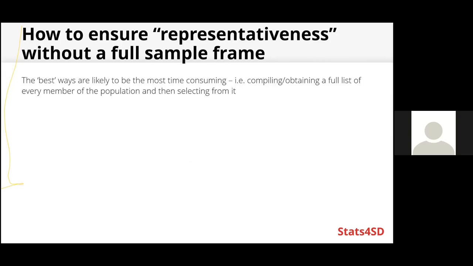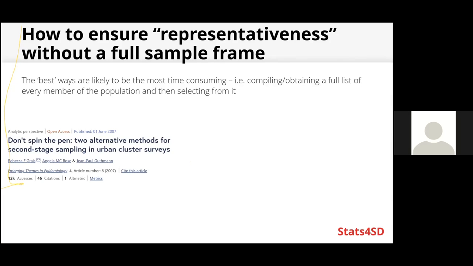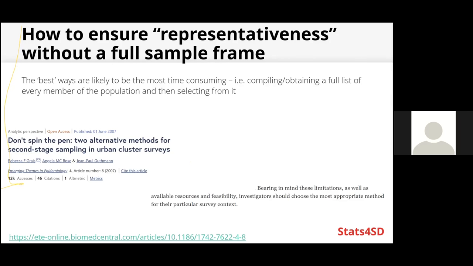Breaking it down into smaller clusters and then coming up with a list within that cluster could be useful, or the GPS sampling could be useful, or even the spin the pen option could be useful, depending exactly on the environment you're working with. There's a nice paper that I've included a reference to at the end here, which is looking at the impact of choosing different, what they call second stage, so within cluster sampling methods. They're looking slightly more in urban areas, but I do like the final conclusion that they come up with from that paper, which is, bearing in mind the limitations and the available resources and feasibility, the investigators should choose the most appropriate method for their particular survey context.